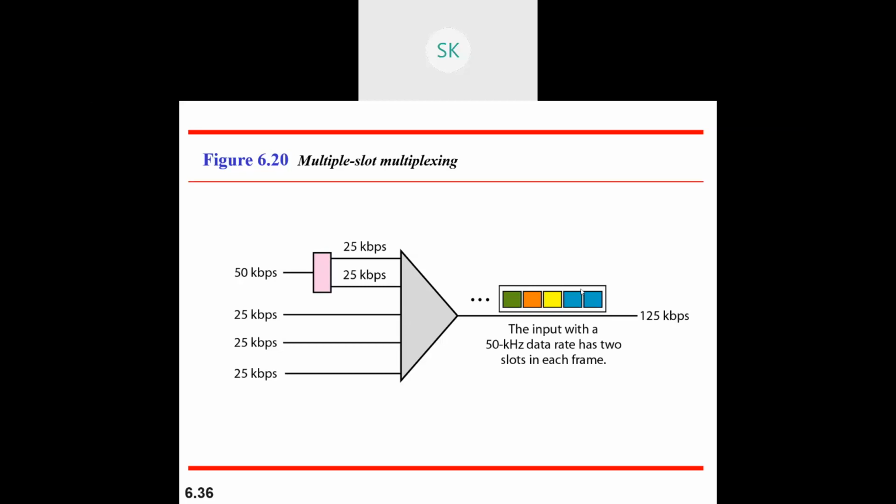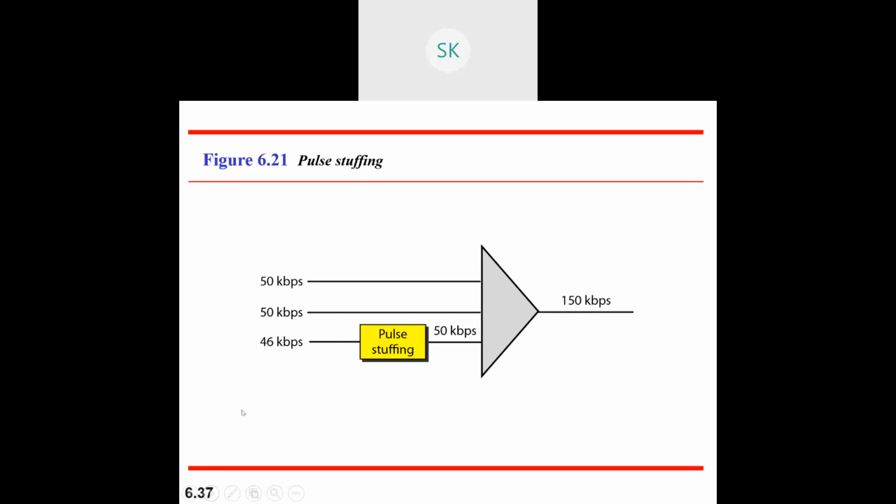For that, they have given three different levels. One is multi-level, another is multi-slot, another is pulse stuffing. All these are used just to make sure that all the channels have an equal data rate. In multiples of one particular data rate, you can get the multiplexed channel. That's what they wanted to say. So with this, we'll see quickly.